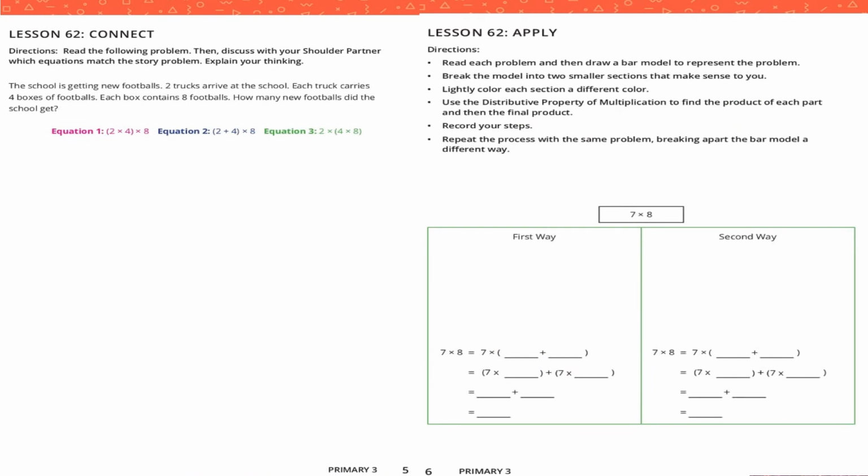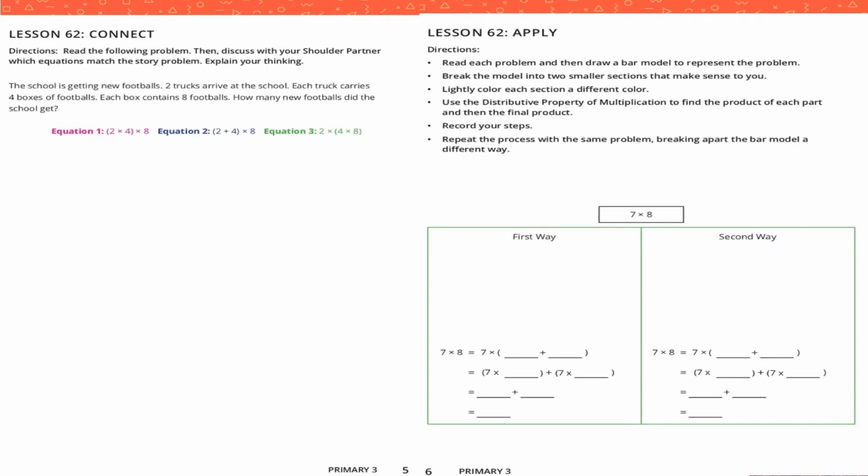Lesson 62, the connect part. I have here a story problem. The school is getting new footballs. 2 trucks arrive at the school. Each truck carries 4 boxes of footballs. Each box contains 8 footballs. How many new footballs did the school get?